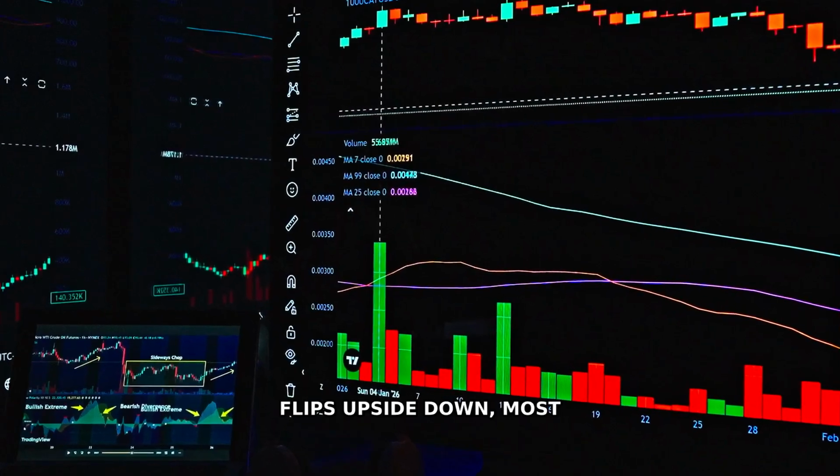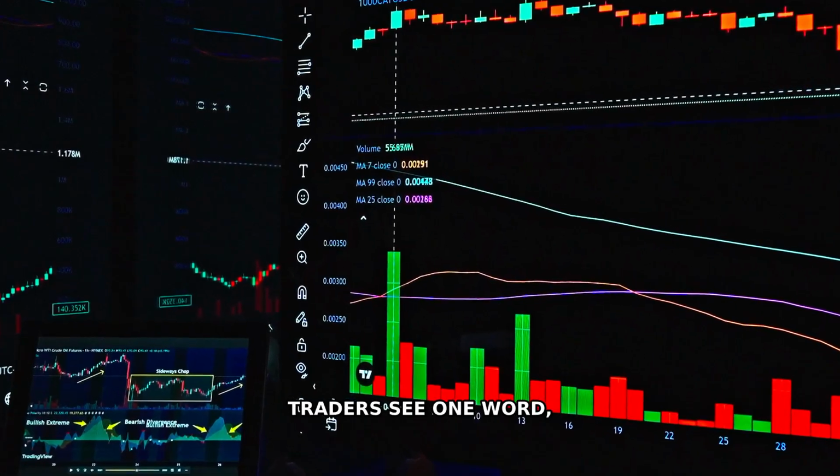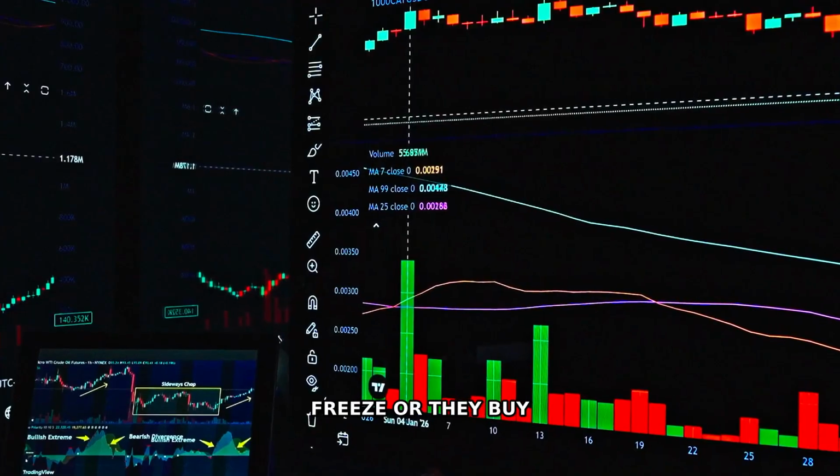When the VIX curve flips upside down, most traders see one word, crash, and they either freeze or they buy the fear at exactly the wrong moment. But the VIX term structure is not a panic button. It's a map of what the options market expects volatility to do over time, and reading it properly is one of the cleanest edges a retail trader can build.